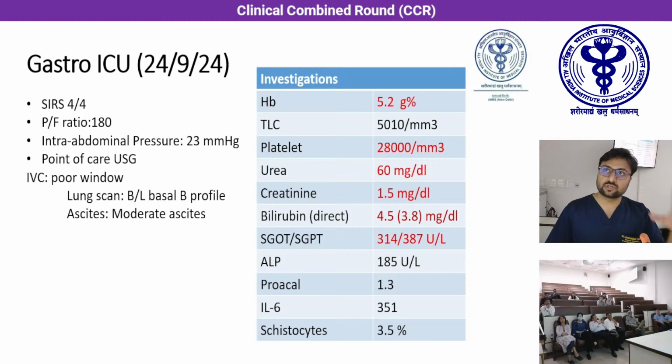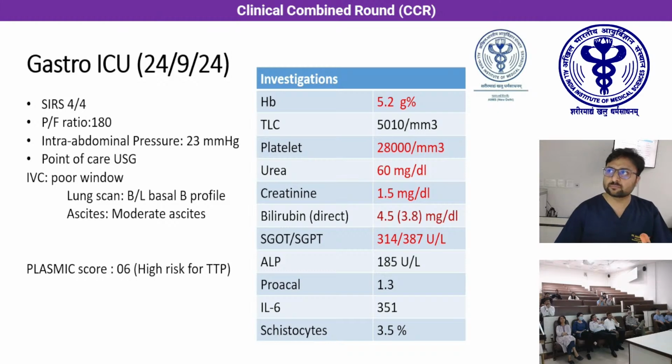So we kept a possibility of acute pancreatitis associated thrombotic microangiopathy, and we calculated a PLASMIC score, which was high risk for TTP or TMA. So we kept this possibility. She had liver dysfunction also. There was a suspicion of cholangitis. Although on ultrasound her biliary radicals were not dilated and we could not find any stone in the distal CBD, we started her on IV antibiotics in view of suspicion of cholangitis, and subsequently her LFT improved.